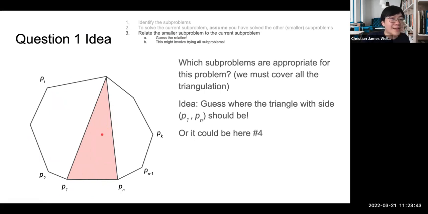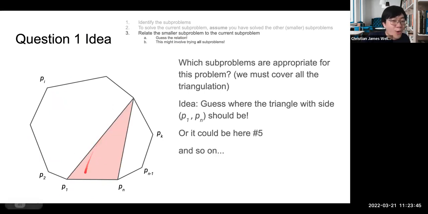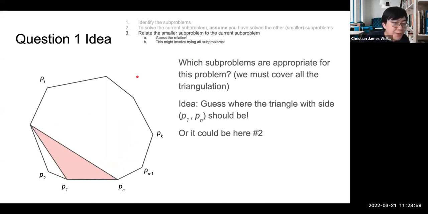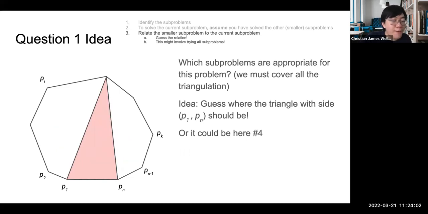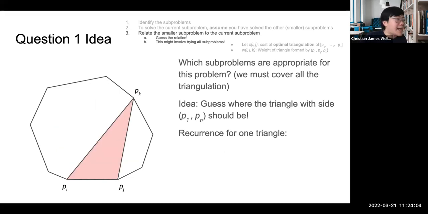This could be the triangle that gives the optimal triangulation, or this could also be the triangle that gives the optimal triangulation. I hope you can start seeing the attempt to try all the subproblems here, where there are many possible triangles. This is example 1, example 2, example 3, example 4, but one of them must be part of the optimal triangulation. We don't know which one. So, recurrence for one triangle, let's not go too hasty. Let's say I chose this triangle, Pi, Pk, Pj.